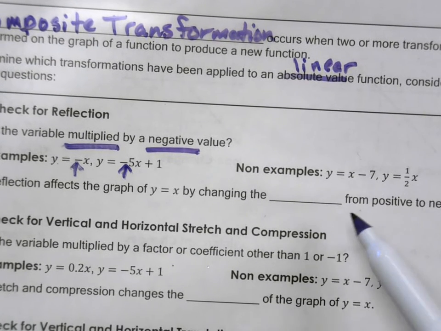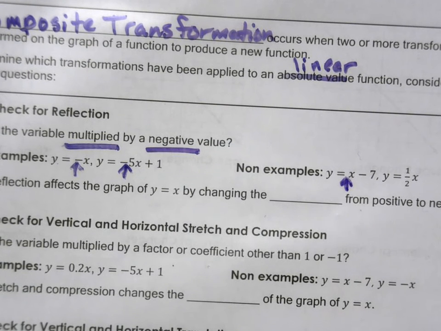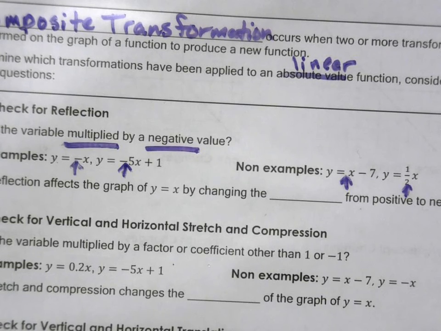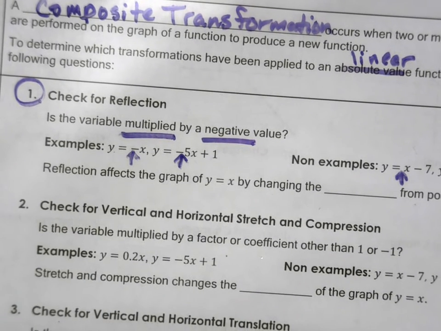Some non-examples, notice that there's nothing in front of this x. So it's a positive there, so it's not a negative. And then 1/2 is also positive, not negative. So these non-examples do not have a negative sign, and these examples do have a negative sign.